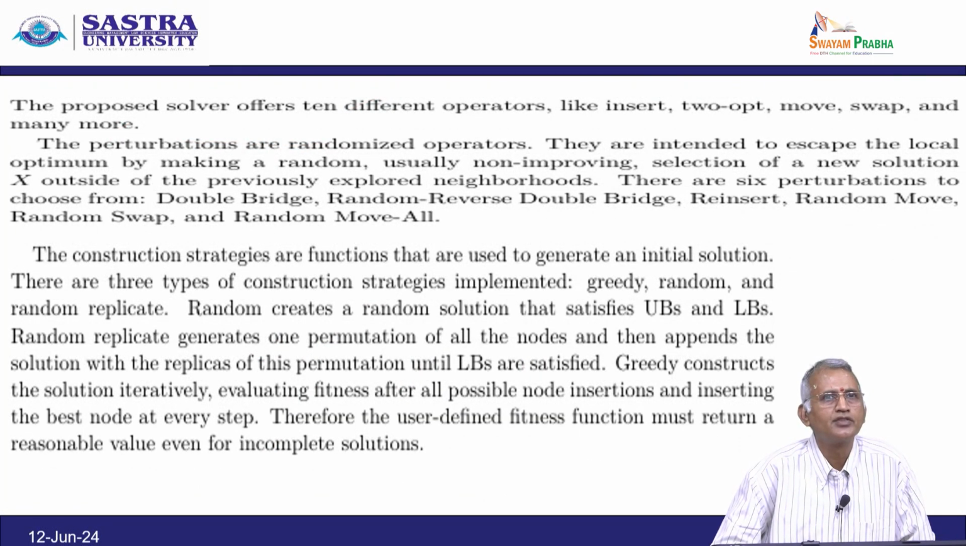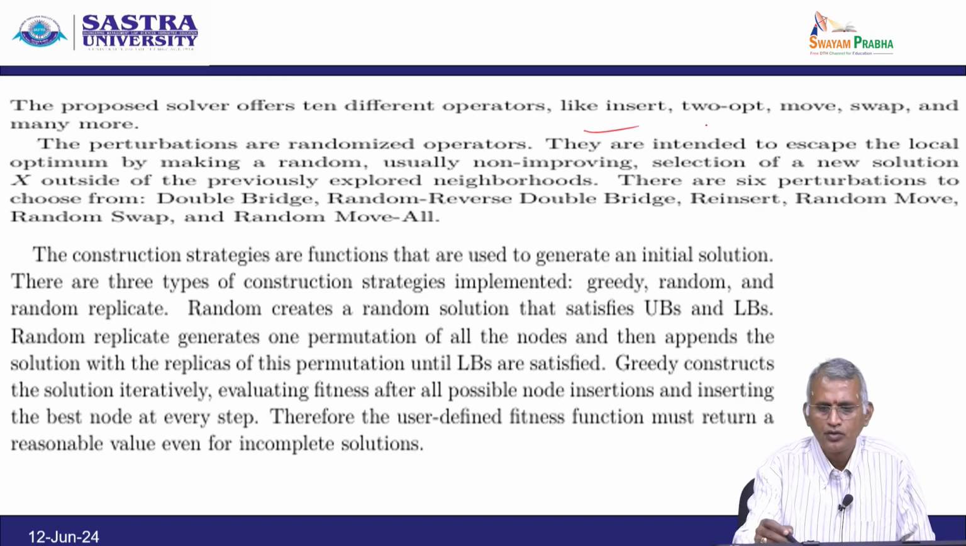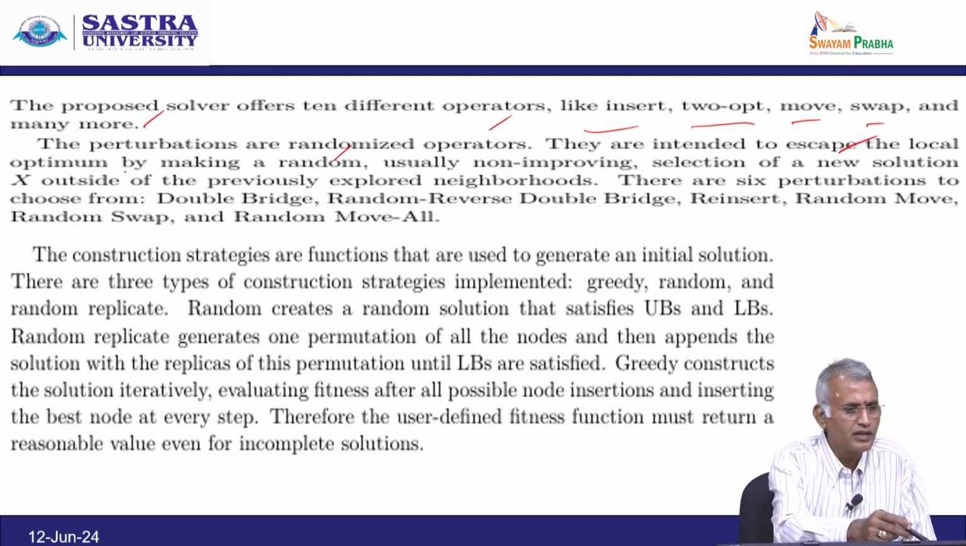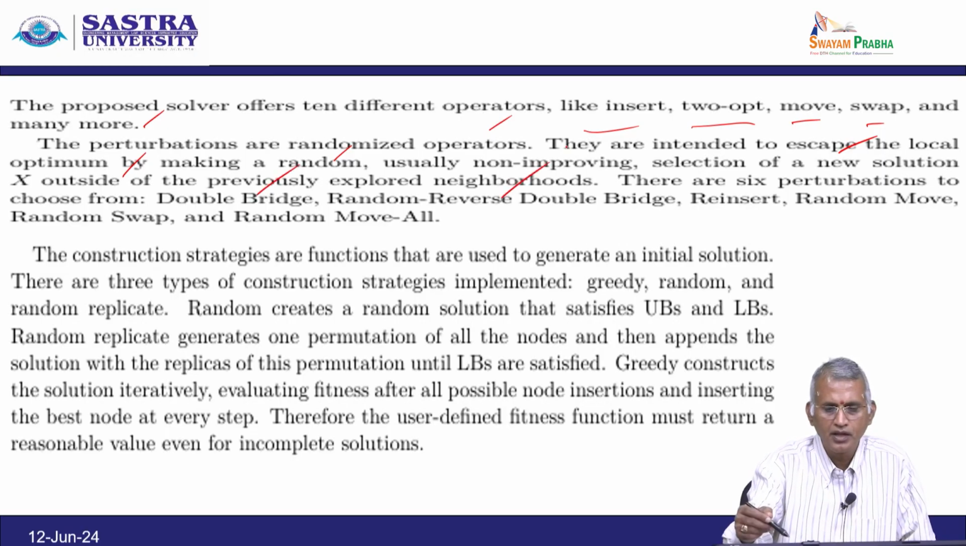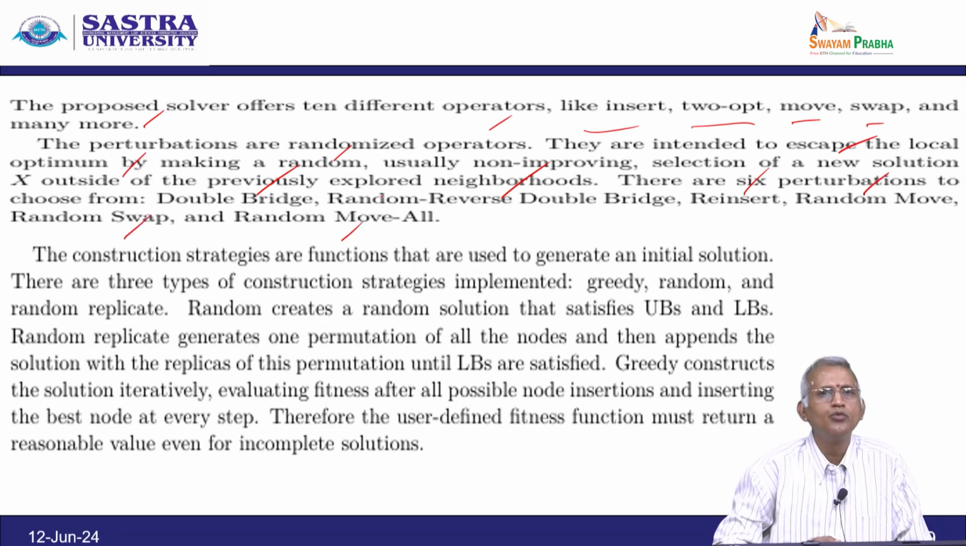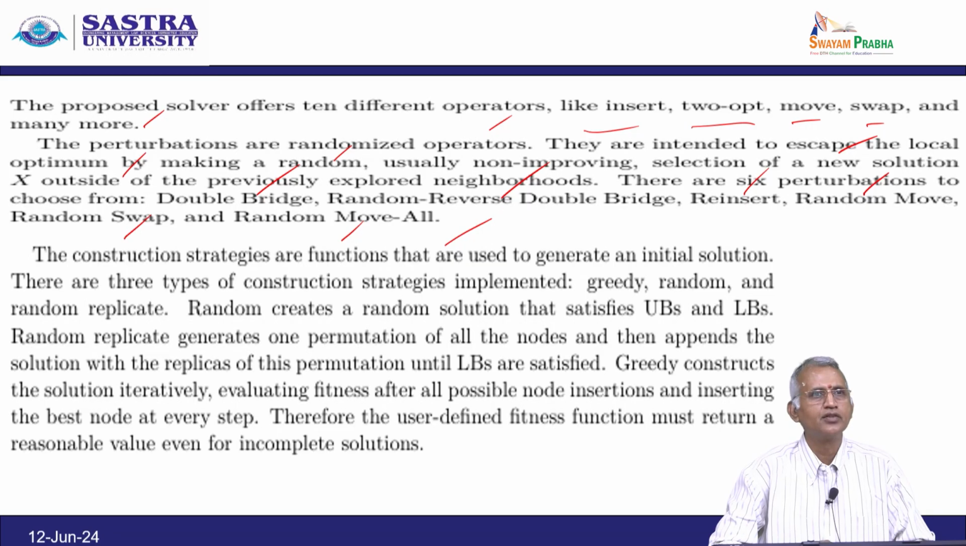So, the proposed solver offers 10 different operations like insert, two-opt, move, swap and many more. The perturbation or randomized operators are intended to escape the local optimum by making a random, usually non-improving selection of the new solution x outside of the previously explored neighborhoods. There are 6 perturbations to choose from: double bridge, random reverse double bridge, reinsert, random move, random swap and random move all. The construction strategies are functions that are used to generate an initial solution.